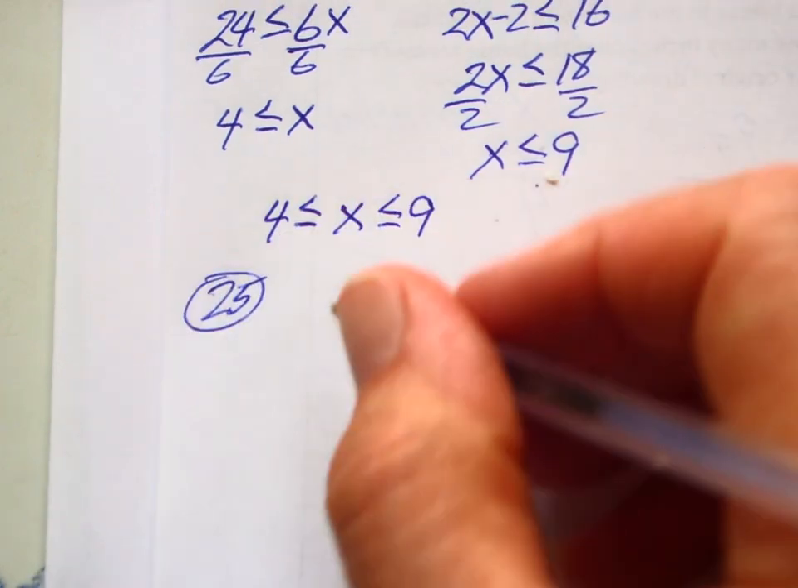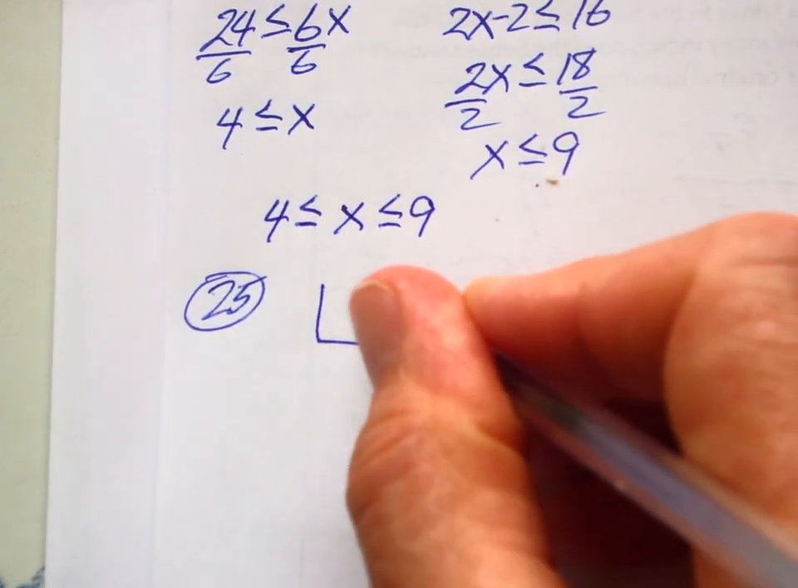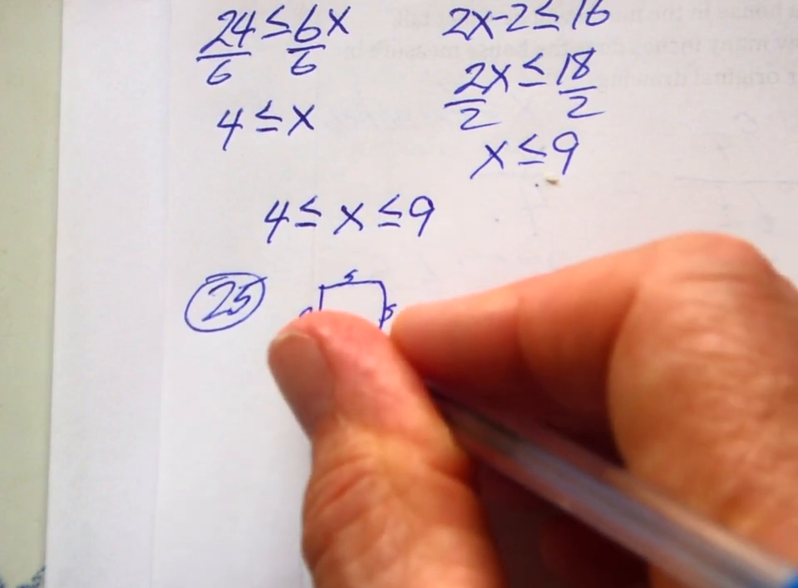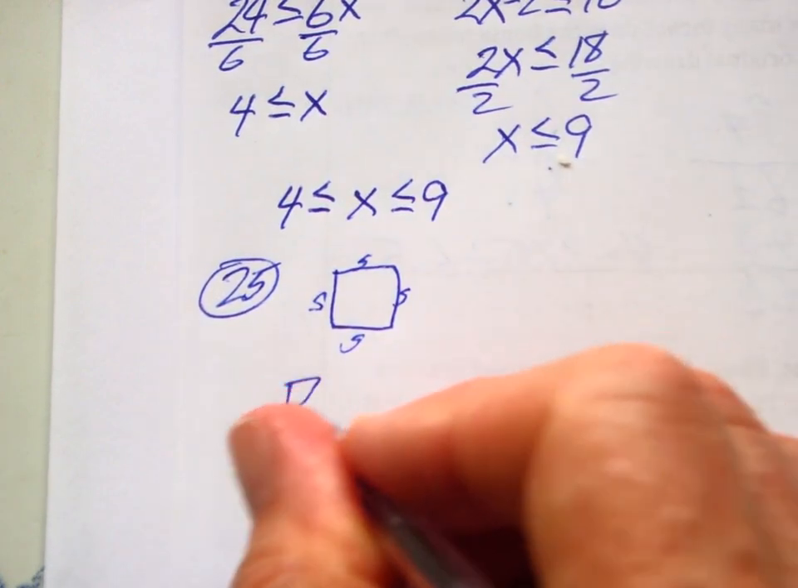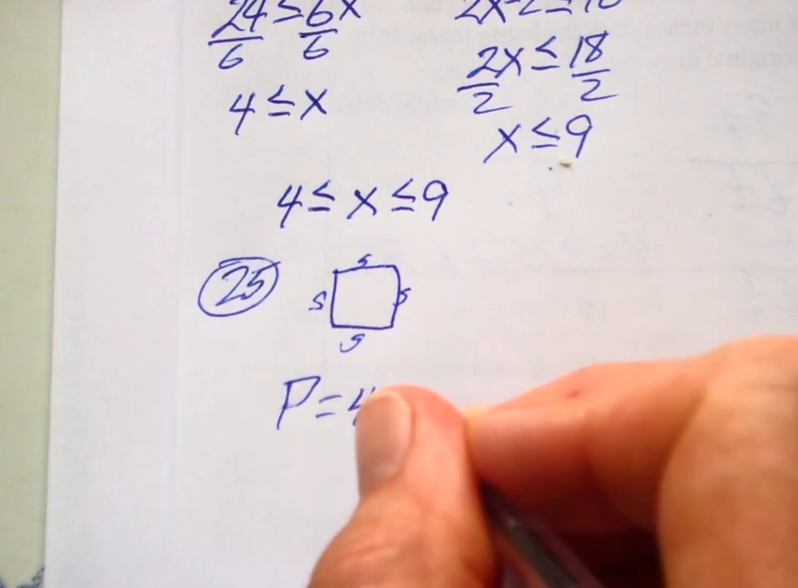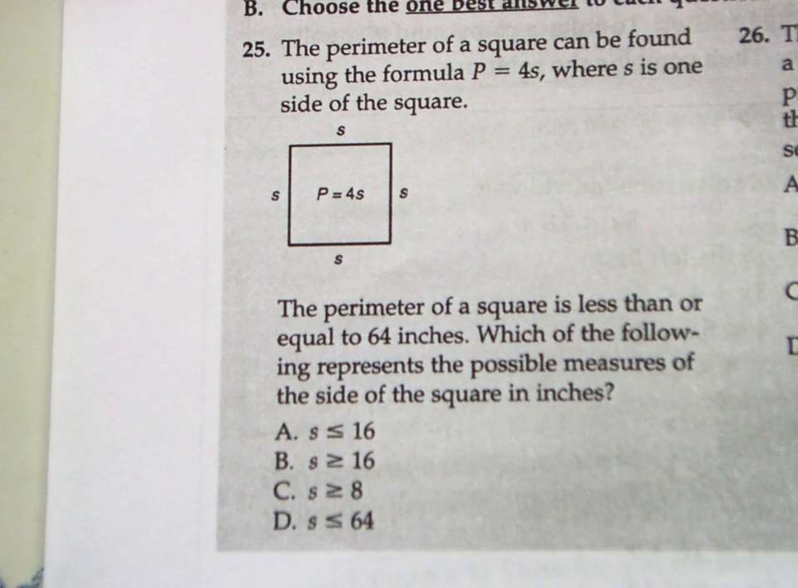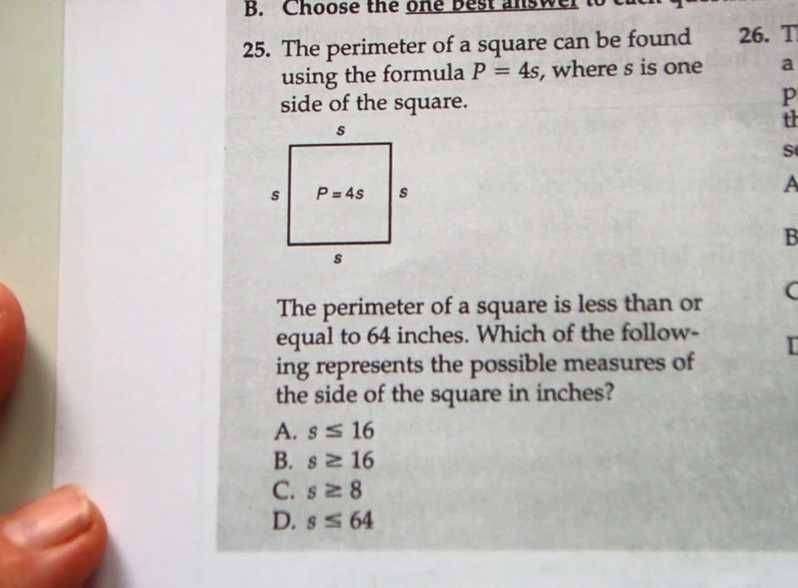Now, we know that a square of side S, if you want to get the perimeter, it's equal to 4 times S. Now, it says, which of the following represents the possible measures of the side of the square in inches?